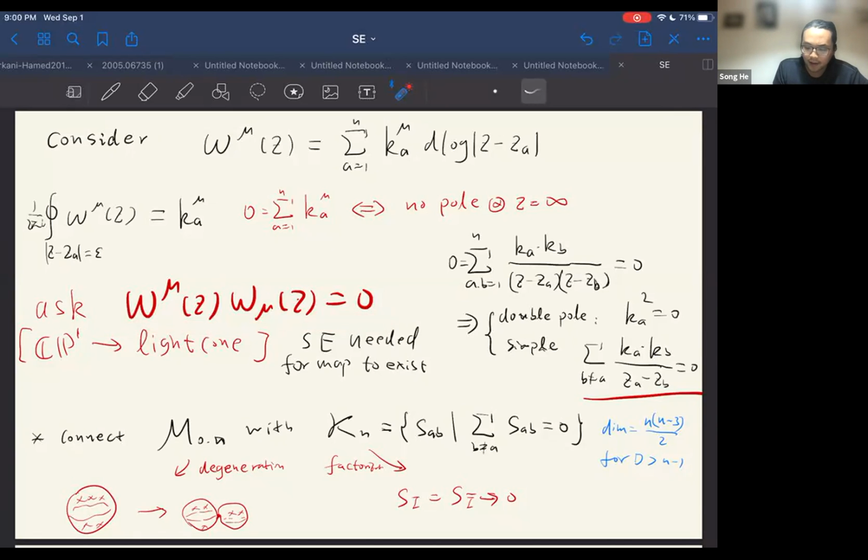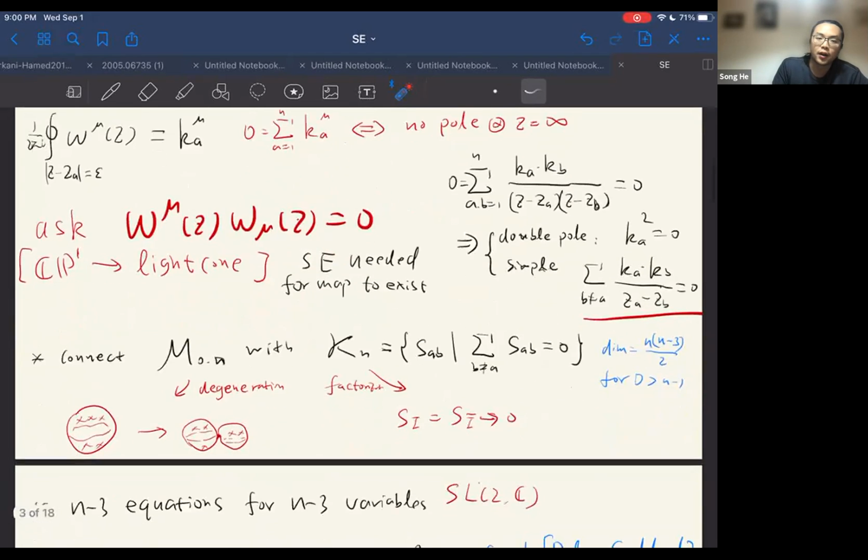Translated, you just plug it in and you get this form. Of course at the double poles, where a equals b, this gives you the null condition for your external momenta. But at each simple pole, you have the more non-trivial constraints, the scattering equations. So you can view the scattering equations as a consistency condition for you to be able to construct such a map from CP1 to the light cone. Without all the punctures z_a satisfying these equations, you won't be able to do that. That's really where this comes from.